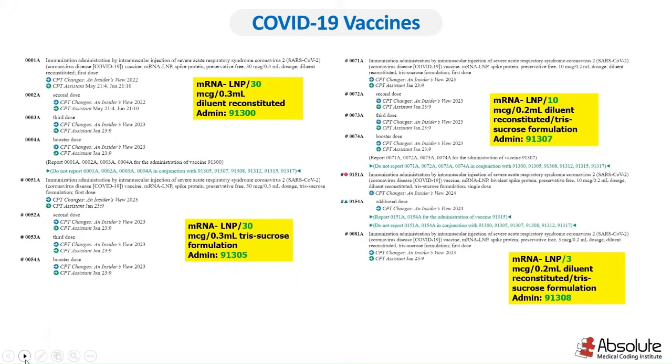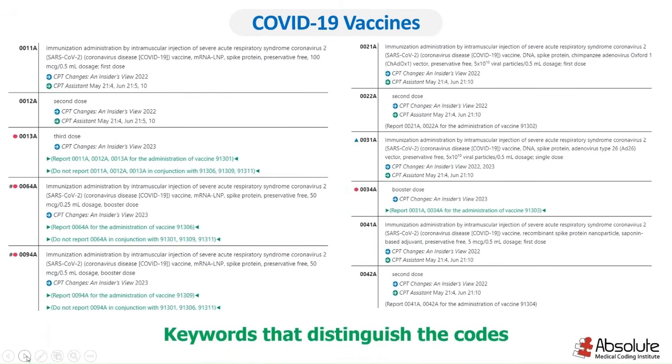So we have a few more vaccine codes here. We have 0011A to 0031A. Let's see what it is coding for. It is coding for an administration of mRNA LNP 100 mcg per 0.5 ml. While using this family, we have to give an administration code of 91301.